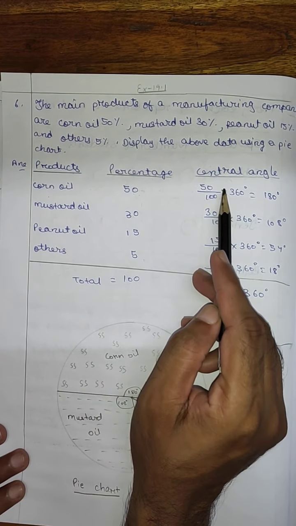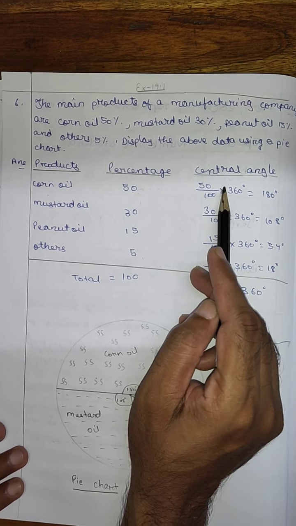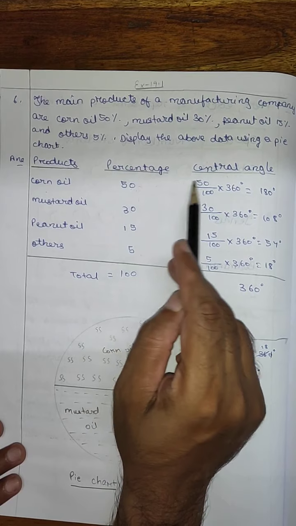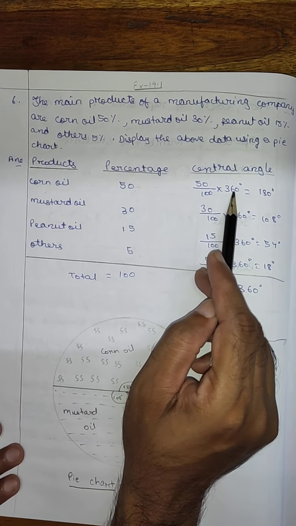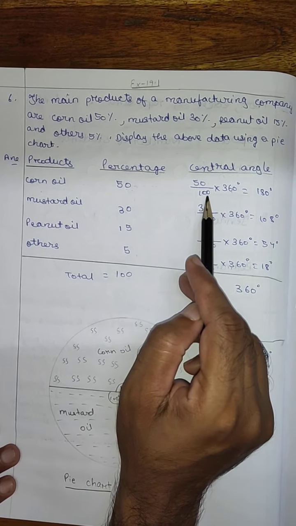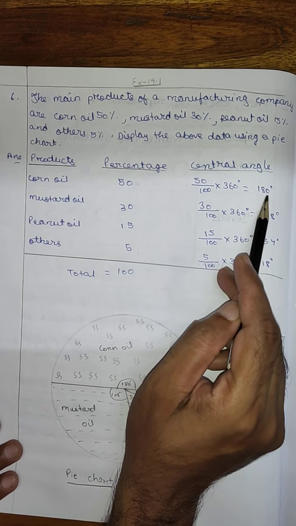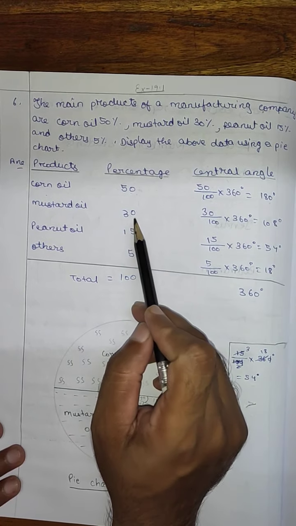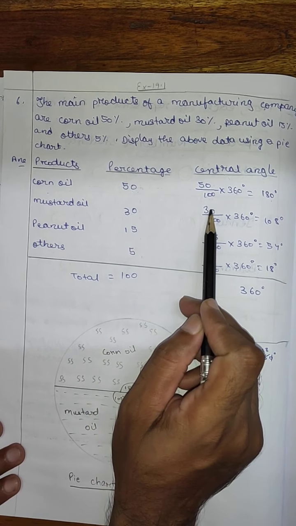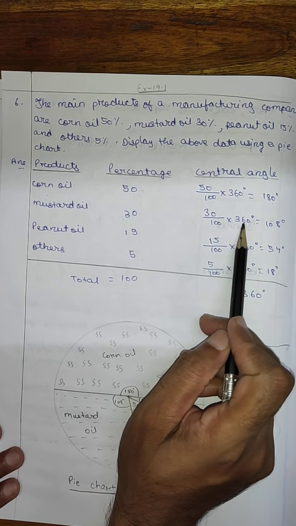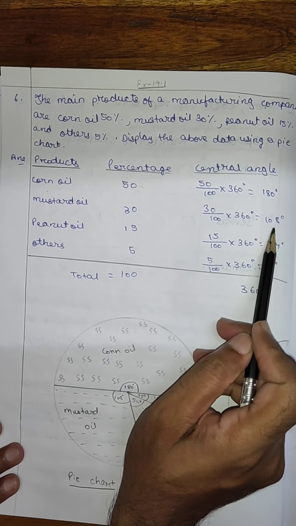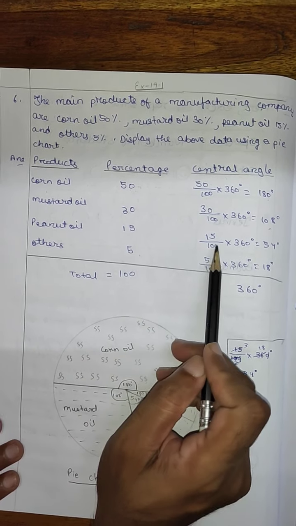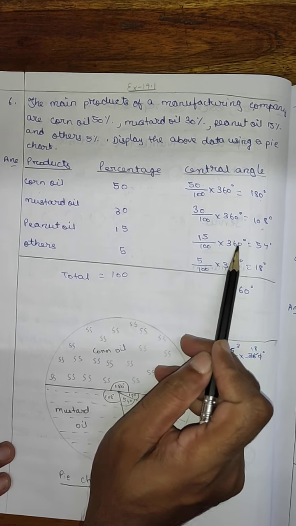Now for finding the central angle, the formula is already given to you: value of each component by total value into 360. So first value is 50, total is 100, into 360. 50 to the 100, by 2 you can cancel it, it will be 180 degree. You can do the rough calculation if needed. Second one, value of the component 30 by total 100 into 360. After cancellation, you will get 108 degree.